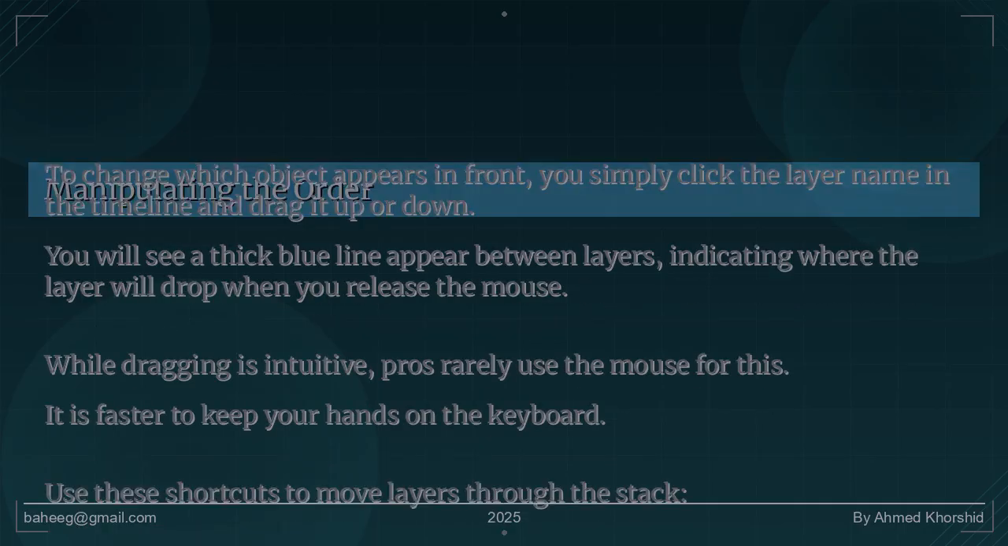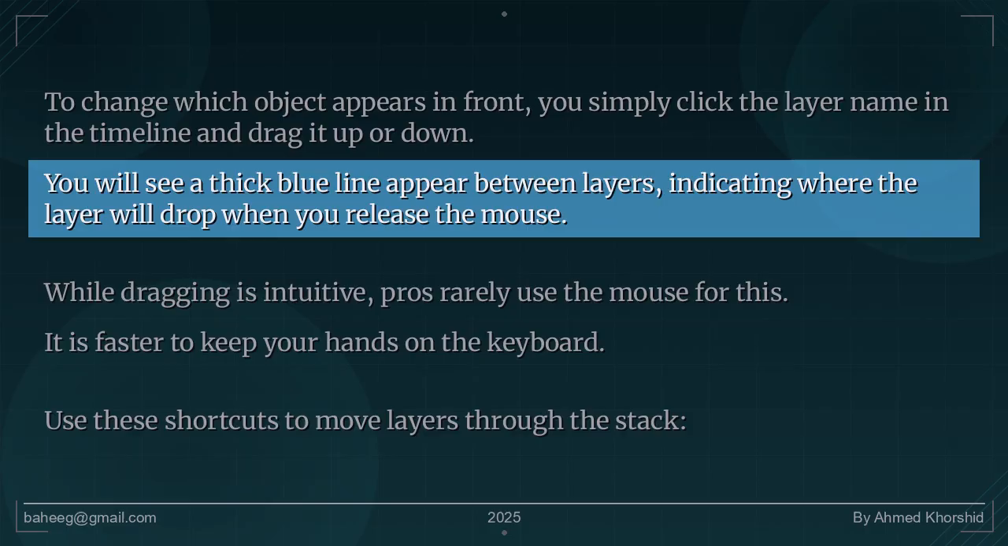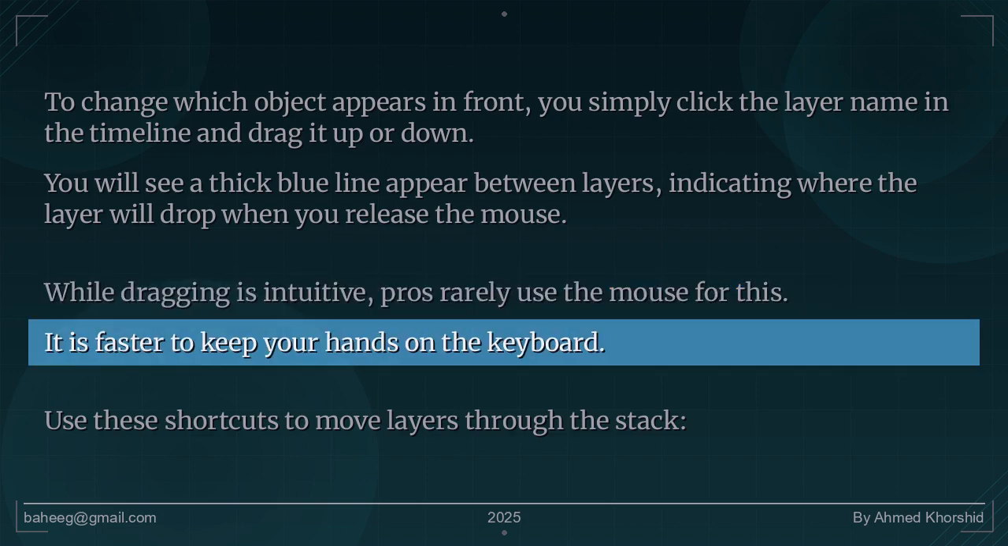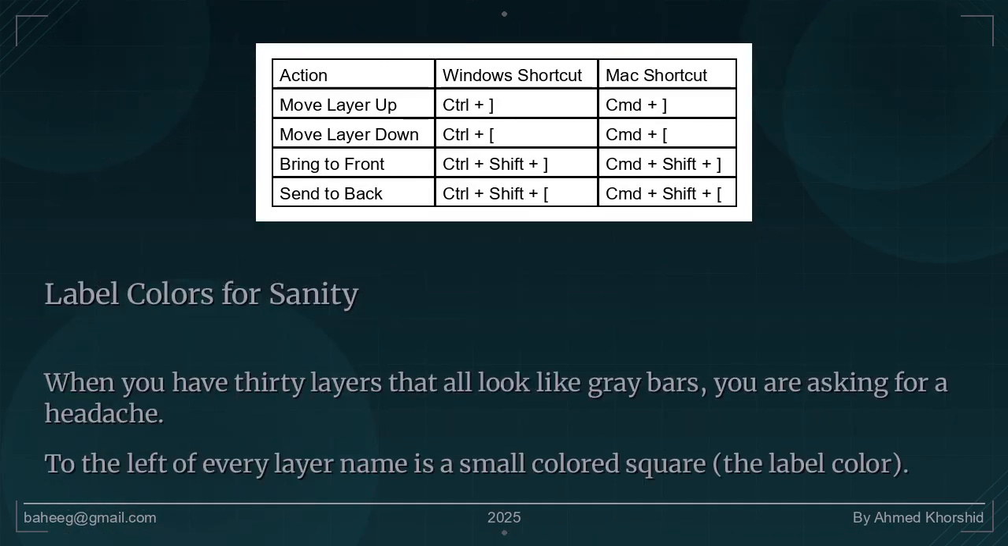Manipulating the order. To change which object appears in front, you simply click the layer name in the timeline and drag it up or down. You will see a thick blue line appear between layers, indicating where the layer will drop when you release the mouse. While dragging is intuitive, pros rarely use the mouse for this. It is faster to keep your hands on the keyboard. Use these shortcuts to move layers through the stack. Action, Windows Shortcut, Mac Shortcut.